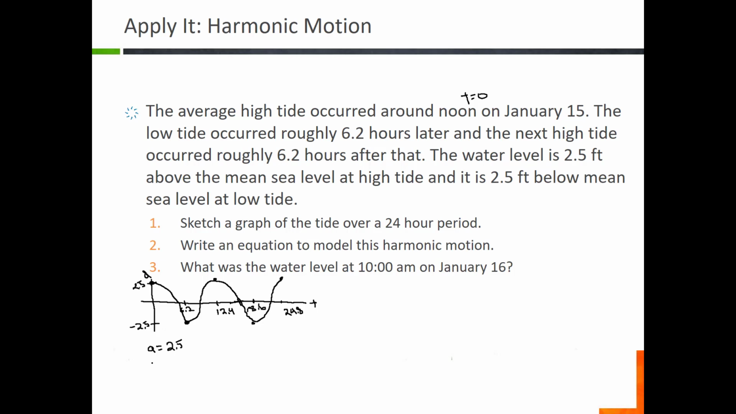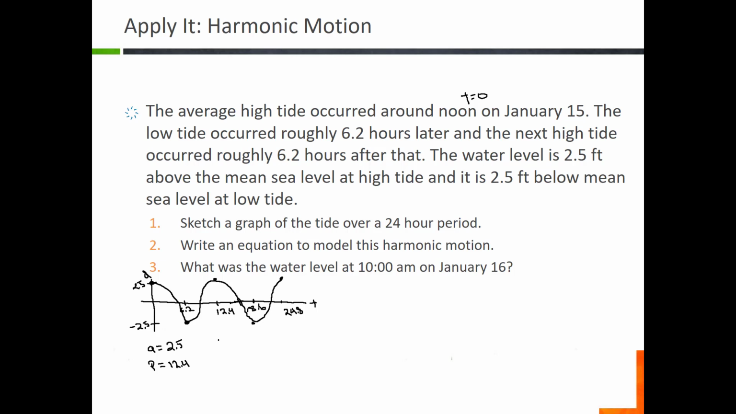So for omega, we need either the period or the frequency. And it looks like the half period from high tide to low tide is 6.2 hours. And then from low tide back up to high tide is another 6.2. So it looks like the period is going to be about 12.4 hours.